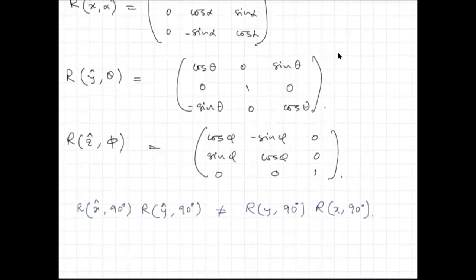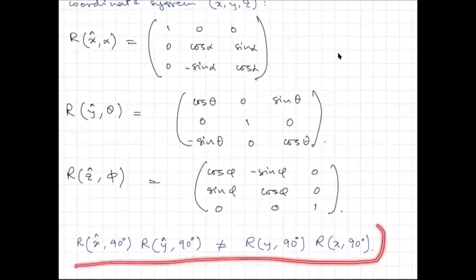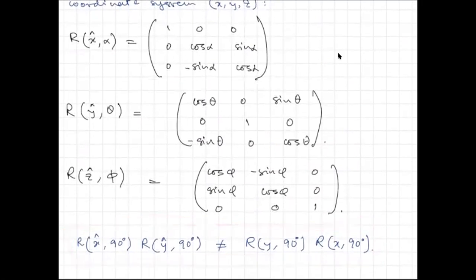One of the very simple things that you can do is to make sure that you are clear about the fact that 3-dimensional rotations don't commute. You can take rotations by 90 degrees and impose them one after the other, and you will see that R of x 90, R of y 90 is not equal to R of y 90, R of x 90. Okay, very good.